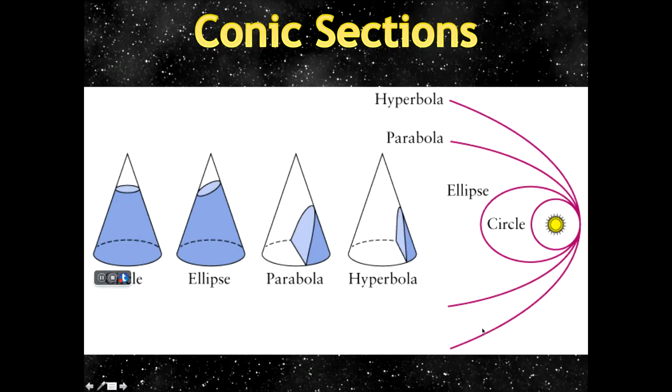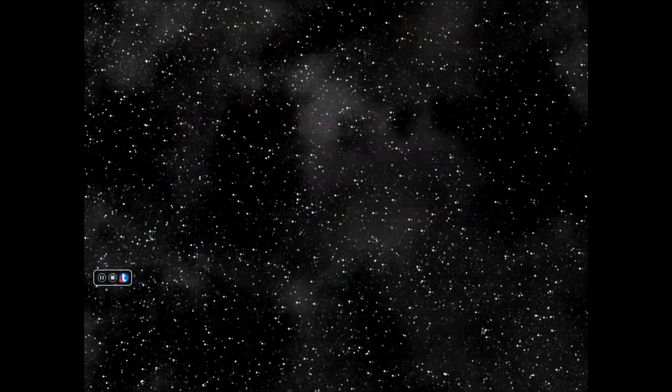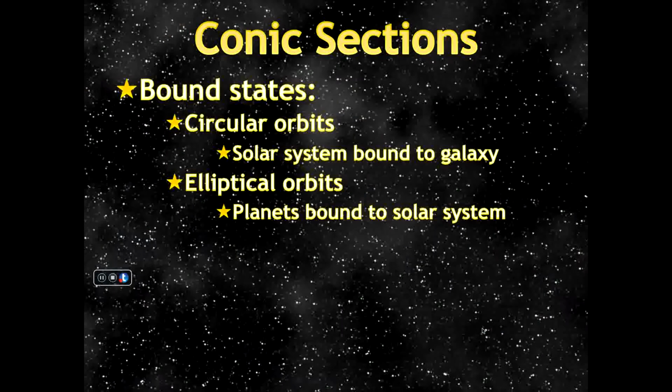And those are the different types of orbits you can get where there is a massive body giving rise to gravity and something coming close to it. So we have two different bound states, that is to say that whatever is coming close to the massive object, in the case of the solar system that would be the sun, it stays in orbit. So you can have a circular orbit or an elliptical orbit.